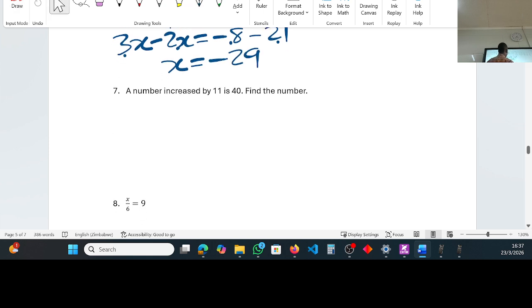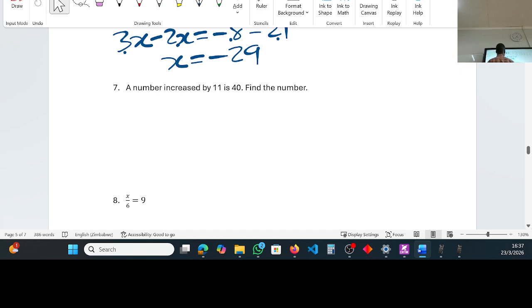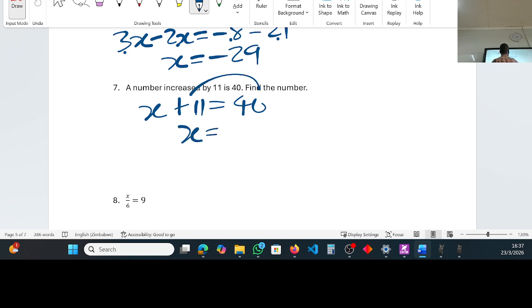Now on the seventh problem there, a number increased by 11 is 40. So that number, we don't know it, so we assume it's x plus 11. We're getting 40, so find the number. There is plus 11. So for our x, we have to collect like terms together. In other words, 11 will come and join with 40. Because it's positive, when it crosses, it becomes negative. Therefore, our x is actually equal to 29.